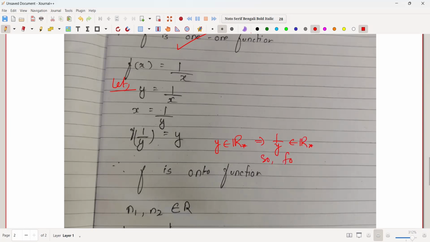So for all y belongs to R star, there exists x such that f(x) equal to y. Therefore f is onto function.